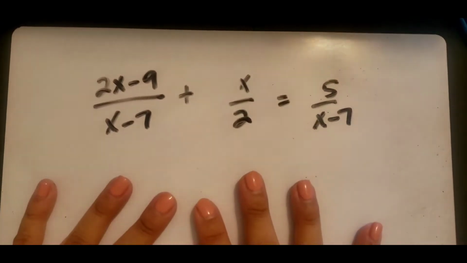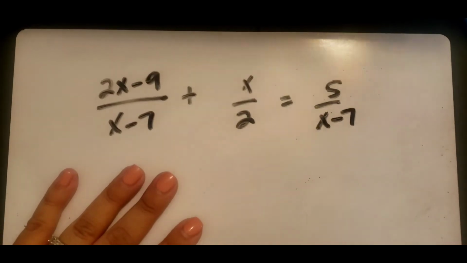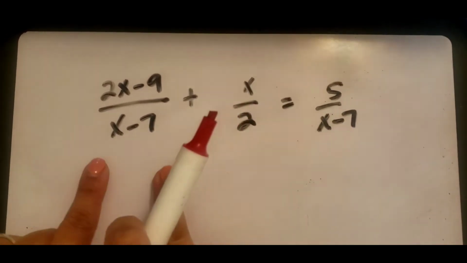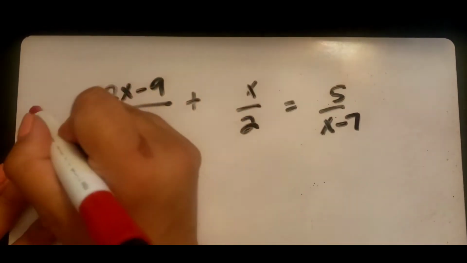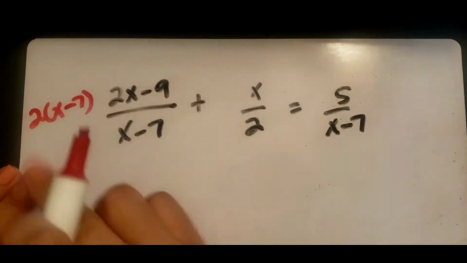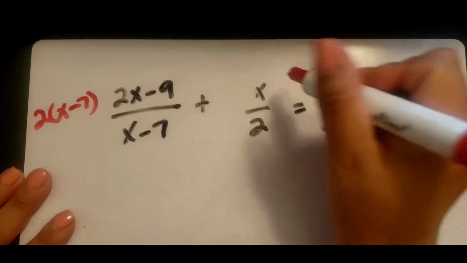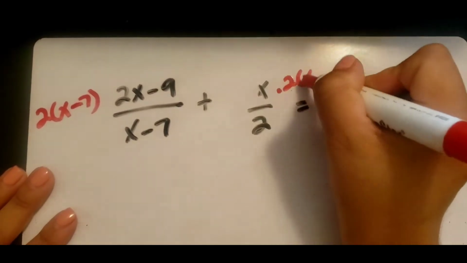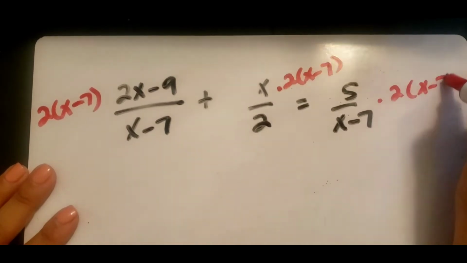Okay, so now if I want to solve for this, the first thing I have to do right away is multiply by the LCD to every single fraction. Okay, here we go. So we're going to multiply 2 times the quantity of x minus 7 to the first fraction. And I'm not going to do that yet. Let me just set it up first. Second fraction, same thing, 2 times x minus 7. And then the third fraction, 2 times x minus 7.